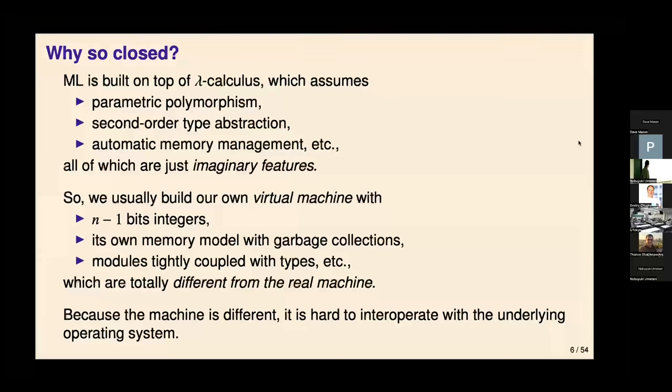Such an abstract machine should have the following functionality, including n-bit, not n-bit, but n minus 1 bit integers, and a memory with instructions and types. These are totally different from the real machine. So the difference between a virtual machine for lambda calculus and the real machine is the source of the difficulties of interacting with each other.